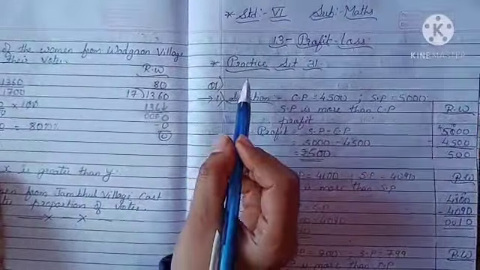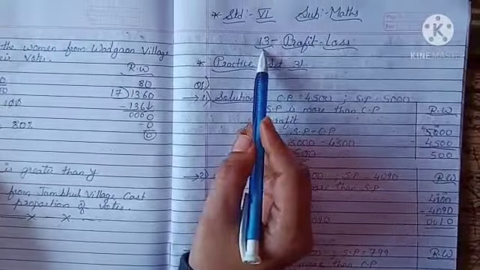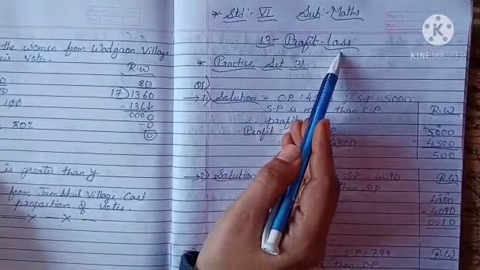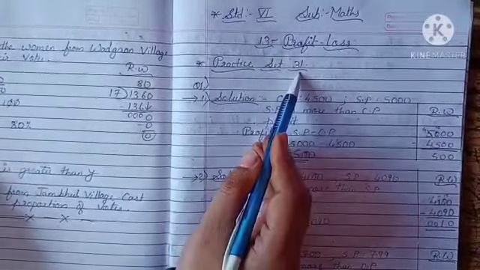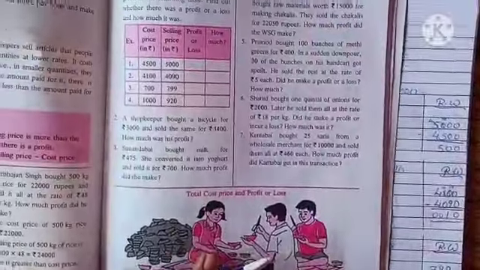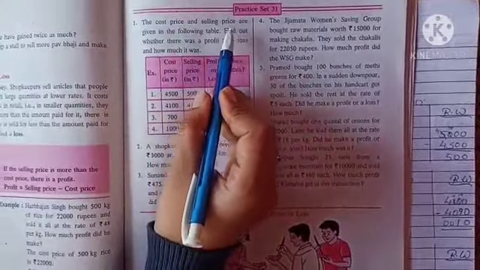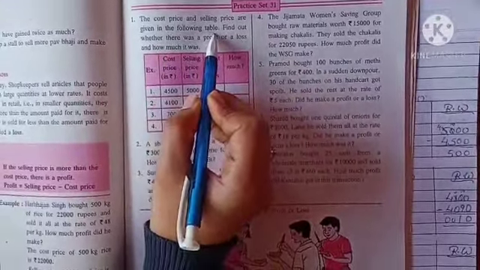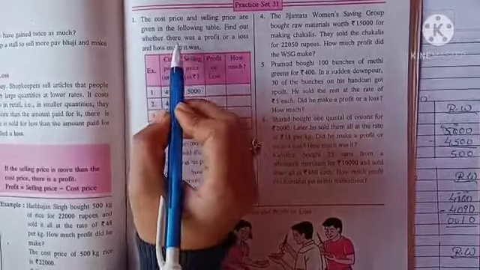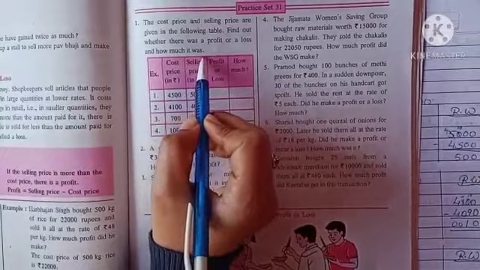Hello students, today we are going to start standard 6th subject maths, chapter number 13, profit loss. Practice set 31, question number 1. As you can see on page number 67, question number 1, the cost price and selling price are given in the following table. Find out whether there was a profit or a loss and how much it was.